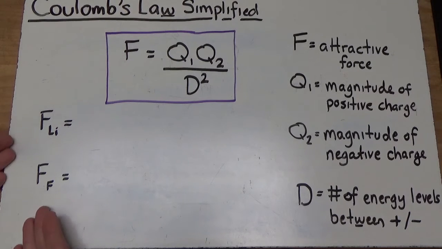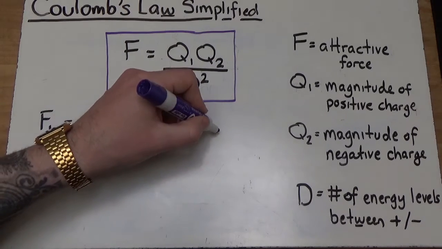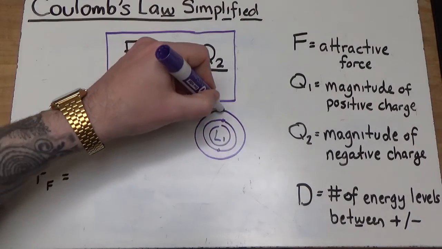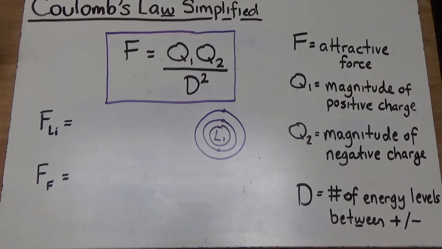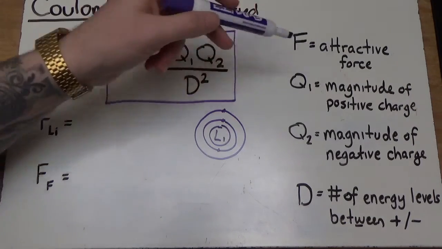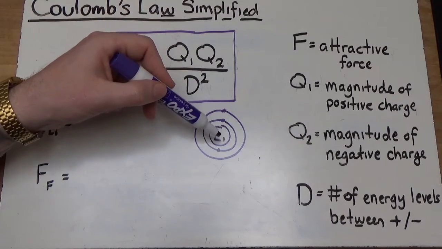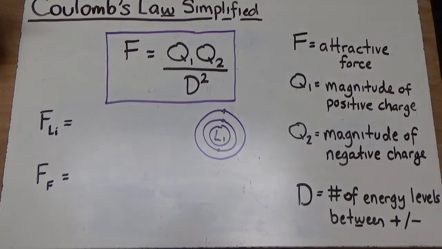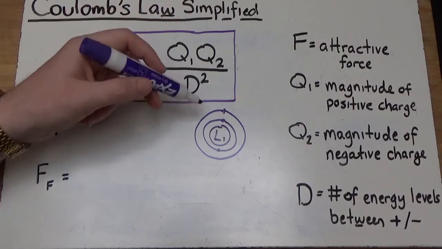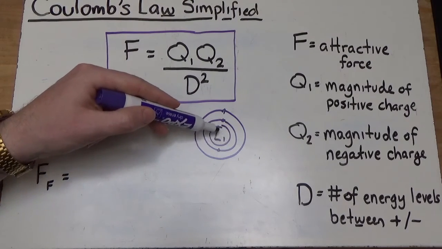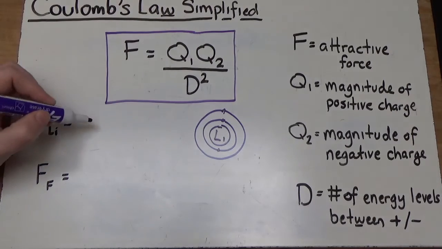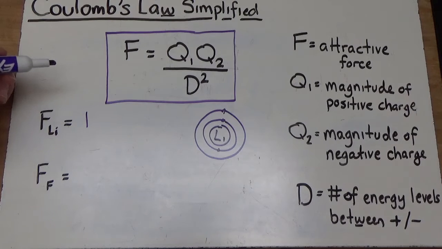So let's do an example with lithium. Lithium, if we're thinking about just the atom, looks like this in a Bohr model. And let's try to calculate the attractive force that's felt between the nucleus of lithium and this valence electron. If we're going to do that, we have to know the positive charge is the effective nuclear charge. It's the positive charge from lithium that is felt by this valence electron, which is 1. Lithium has a Zeff of +1.